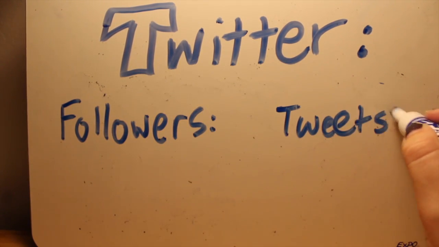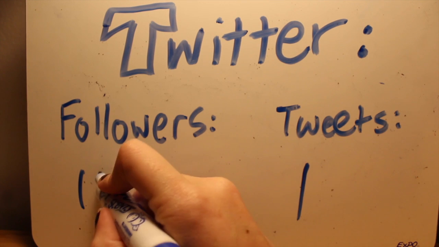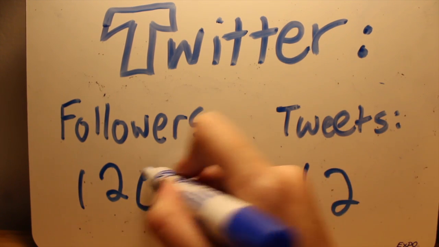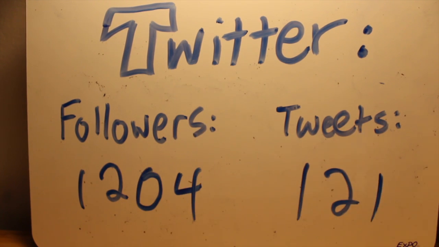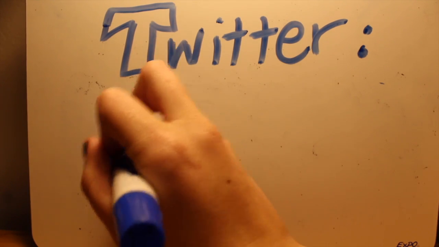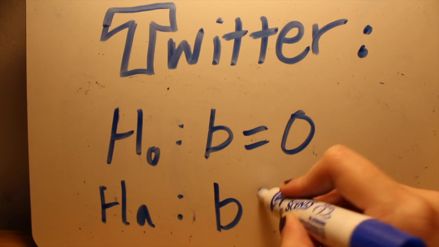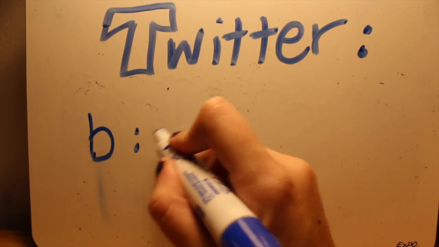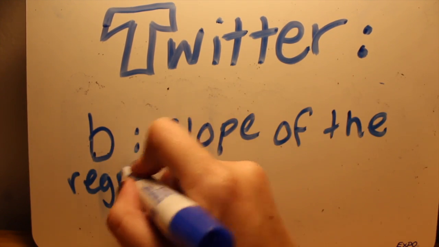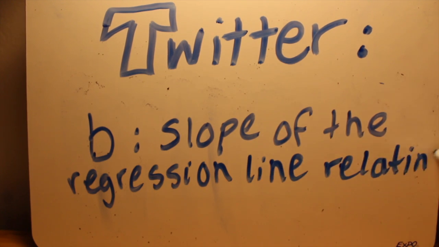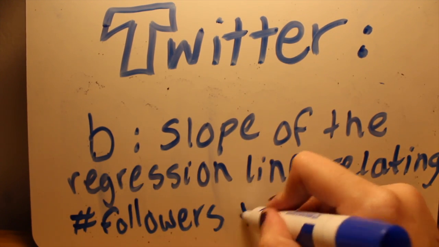You might write more tweets to gain followers, or if you have more followers, you might want to write more tweets. I searched for the relationship between these two variables. My null hypothesis was b is equal to 0, and my alternative hypothesis was b is greater than 0. In this case, b was the slope of the regression line that related the number of followers to the number of tweets on a profile.